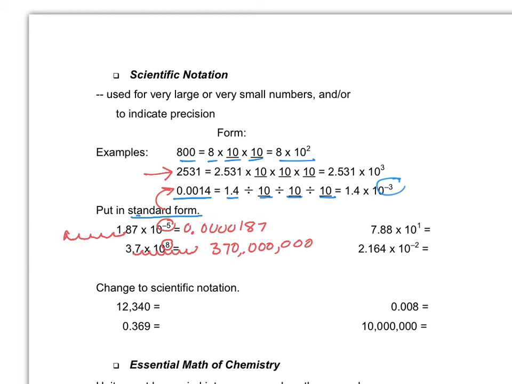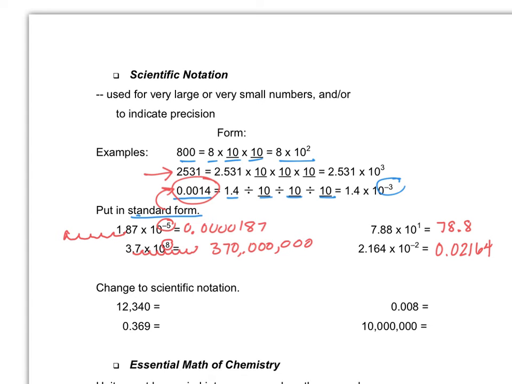7.88 times 10 to the first. So we only moved the decimal 1 place here. So to take it out of scientific notation, it's going to be 78.8. 2.164 times 10 to the negative 2. We moved the decimal 2 places. So I have 0.02164. Okay, that negative exponent means I had a number less than 1. It doesn't mean I had a negative number.